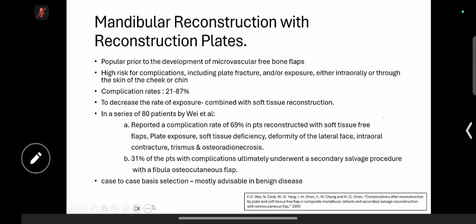In a series of 80 patients by Y et al., they reported a complication rate of 69% in patients reconstructed with soft tissue free flaps. Plate exposure, soft tissue deficiency, deformity of the lateral face, intraoral contracture, trismus, and osteoradionecrosis are a few of the named complications. And 31% of the patients with complications ultimately underwent a secondary salvage procedure with a fibula osteocutaneous flap. So mandibular reconstruction with reconstructive plates is decided case to case, mostly advisable in benign disease.